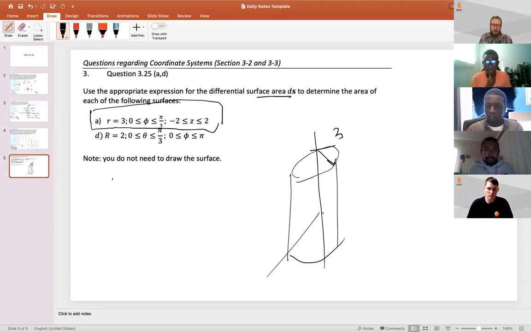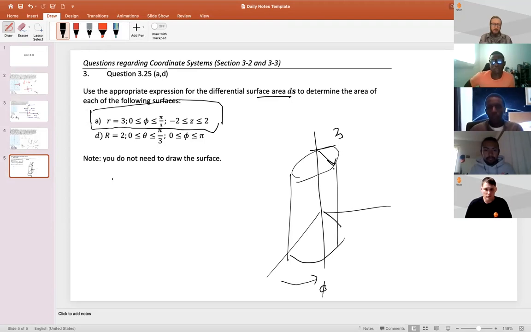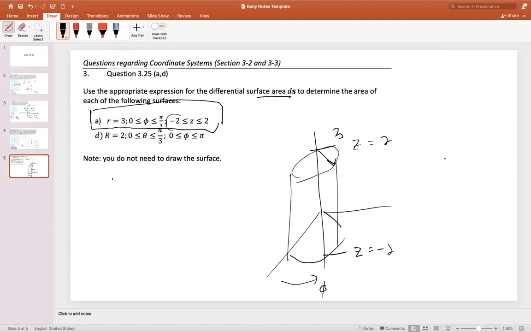We're looking at a set of angles, phi, from 0 to pi thirds. So maybe about out to here, let's say. And it goes from z equals minus 2 to z equals 2. Okay, so if I were to redraw that, this is some kind of surface. It might look something like this. And we want to know what is the area on this surface. So we want to come up with a way of finding the area that's on that surface.